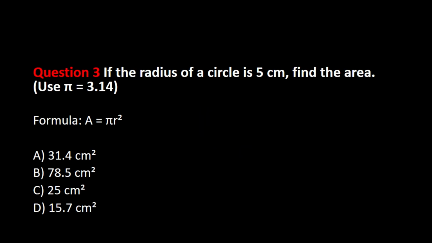Question 3. If the radius of a circle is 5 centimeters, find the area. Use pi equals 3.14. Formula: A equals pi r squared. A. 31.4 centimeters squared. B. 78.5 centimeters squared. C. 25 centimeters squared. D. 15.7 centimeters squared.